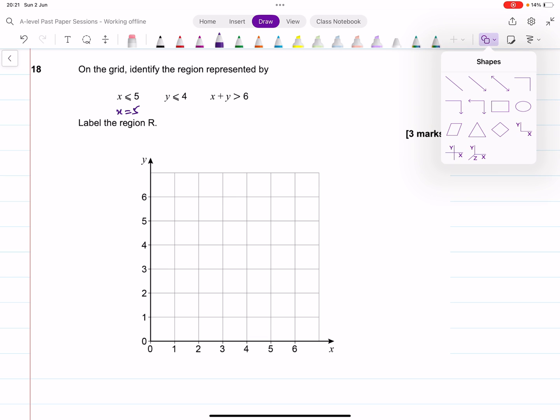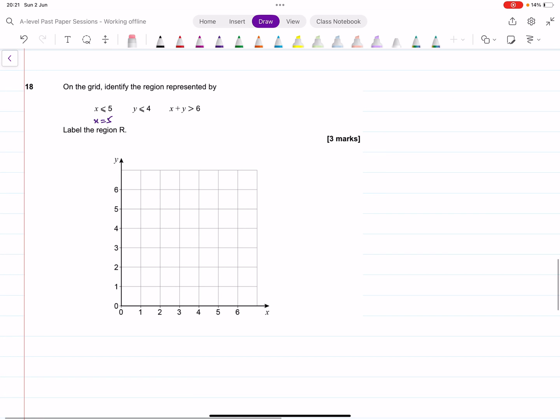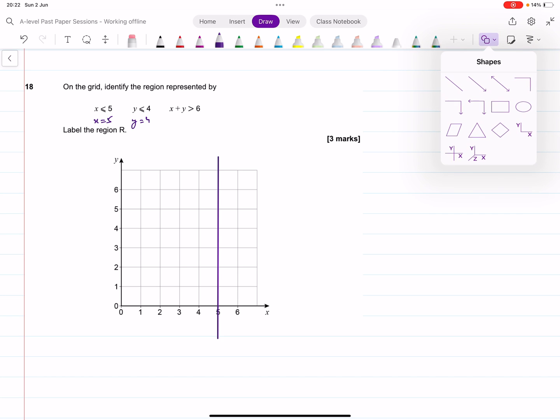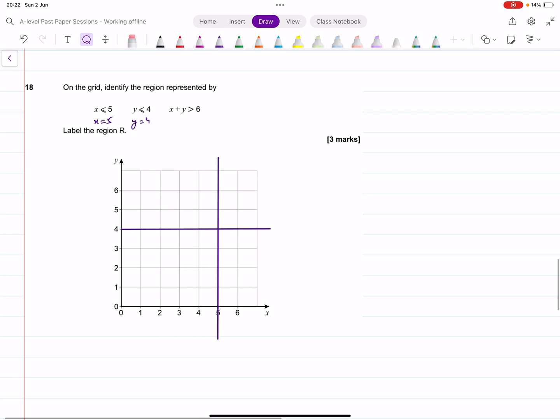So you would draw it like this. Let's say there's a vertical line here. It should have been at 5. Let me just correct that. Yeah. There's a vertical line here at 5. And then y less than or equal to 4. Draw this line, y equals 4. That will be a horizontal line. This is the y equals 4 line. This is the x equals 5 line.